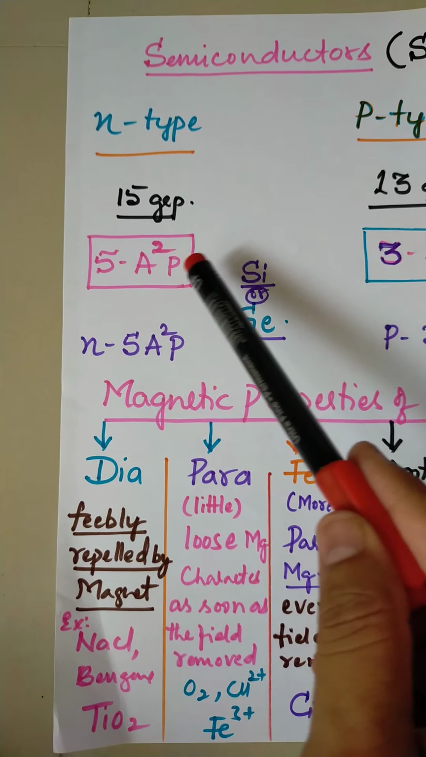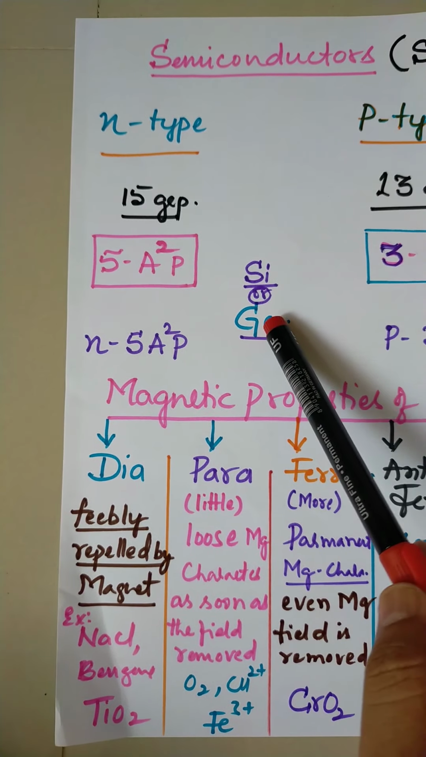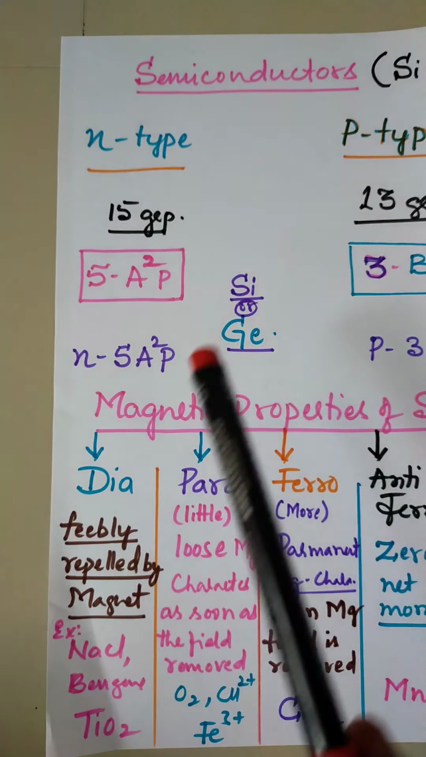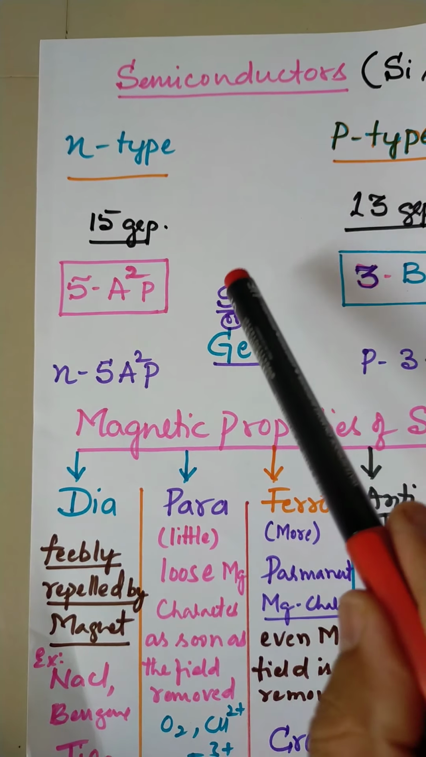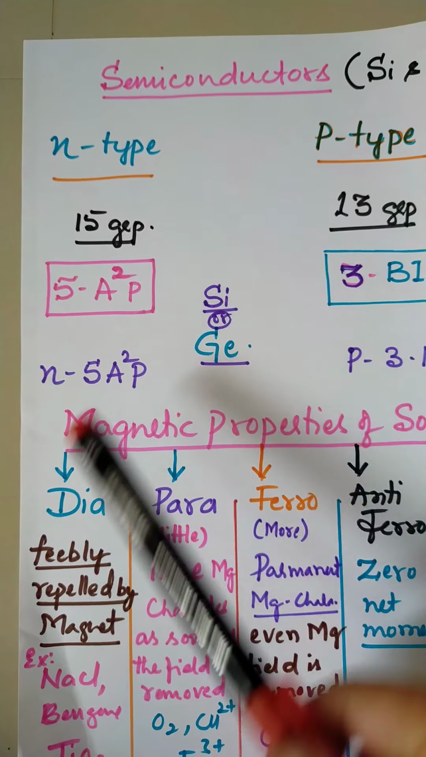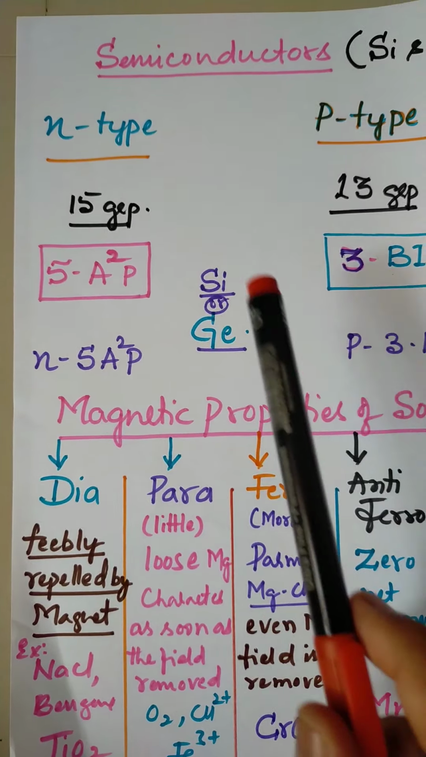Instead of silicon, we are applying antimony, arsenic or phosphorus in this silicon or germanium crystal. So that's called doping. Doping is a process of increasing the conductivity of semiconductors. The process of increasing the conductivity of a semiconductor is called doping.